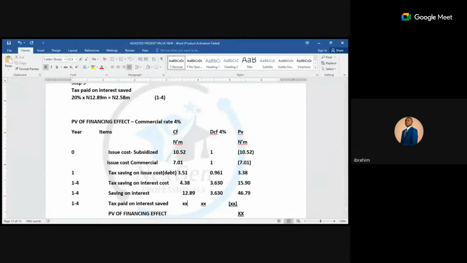It will be in brackets, 2.58, 3.630. What do we have here? 9.37. What is the PV of financing effects?